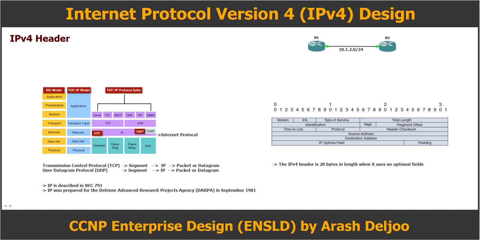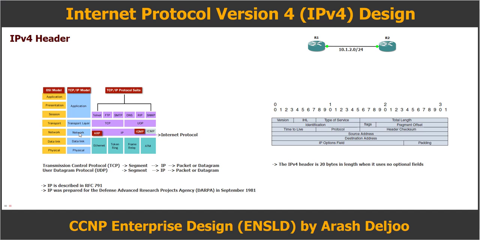One of the most important features related to IP or Internet Protocol is the header of IP. Because of that, at the first step, we should know about the multiple fields that we have in the IPv4 header. First we are starting our learning about the IPv4 design with the IPv4 header. You know that according to the TCP/IP model, IP or Internet Protocol is a protocol that is working in layer 3 of the TCP/IP model.